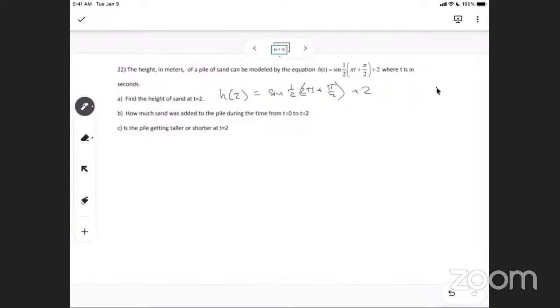So that's sine of 1/2 of, oh, that's easy. You can do that, right? You just use your calculator. I know, Patrick, don't worry.